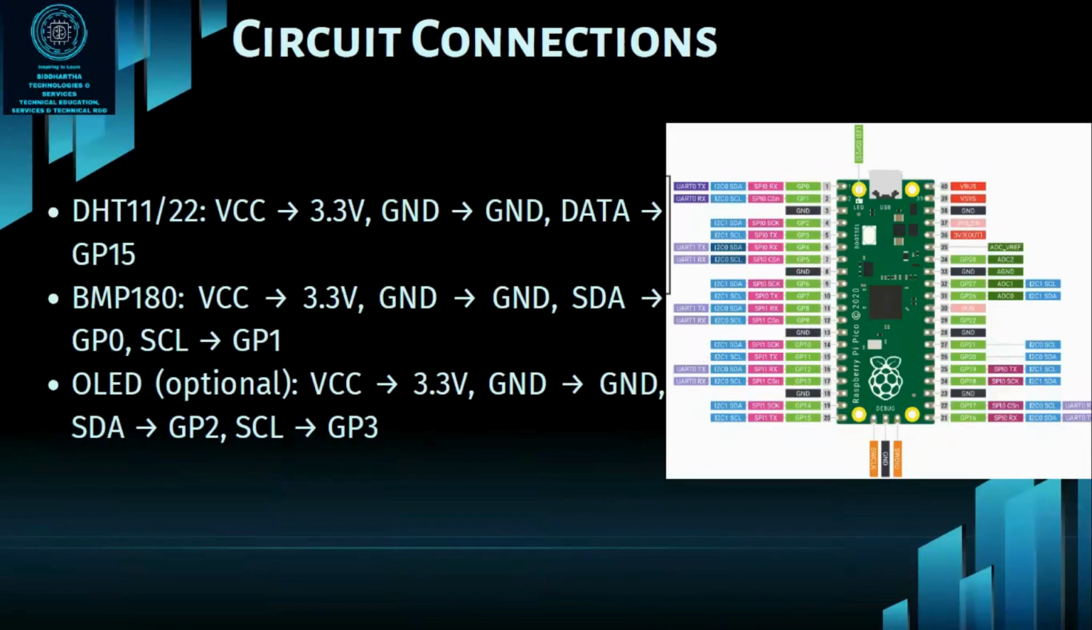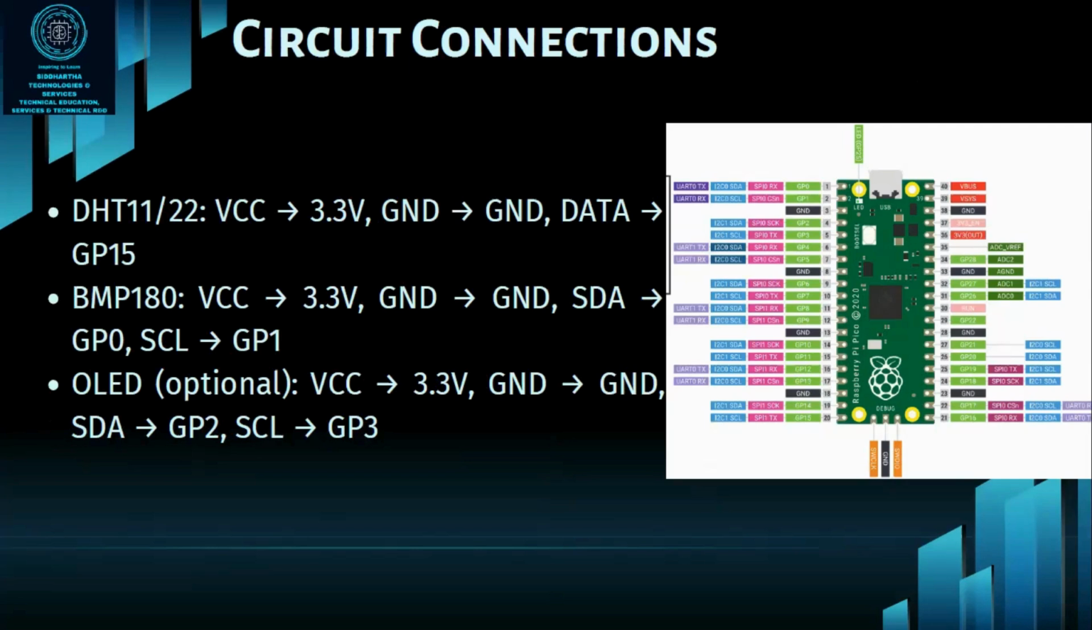Okay, connections are very, very simple. You have only three connections, that is, GPIO connections. One is DHT11, connected to GPIO 15. For the BMP, SCL and SDA are connected to pin number 0 and pin number 1. So SDA is connected to GPIO 0, SCL is connected to GPIO 1. If you want to optionally connect an OLED, then you have to select pin number 2 and pin number 3, or otherwise you can choose any other pins, but you have to change that in the code.